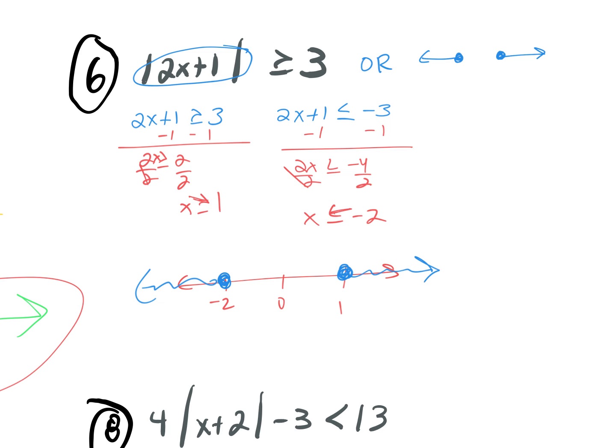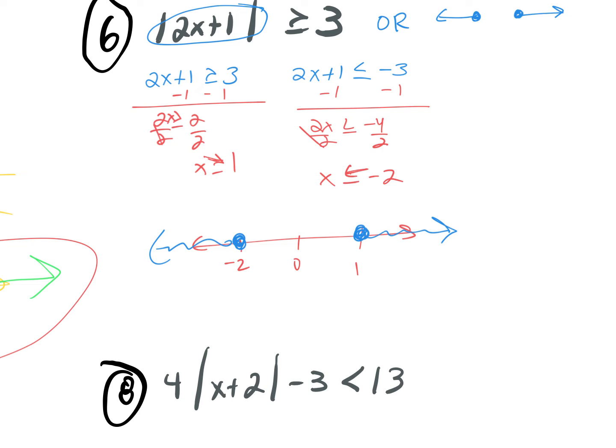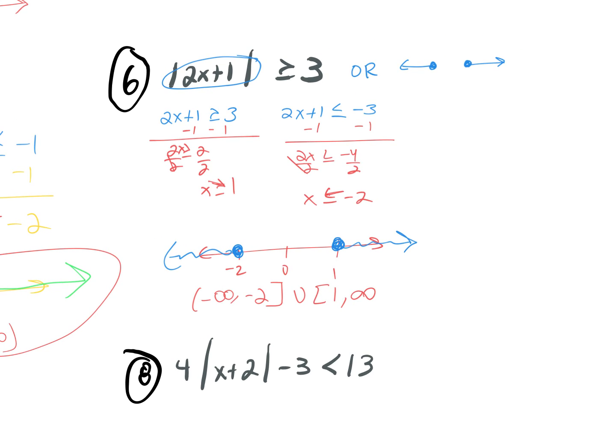Good. So how would you write your interval notation? Negative infinity to negative 2. Bracket, because it includes, union, bracket, 1 to infinity. If I plug in 0, should it work? No. So plug in 0 here. 2 times 0 is 1. Absolute value of 1 is 1. Is 1 greater than or equal to 3? No, it's not. So then you're good to go.